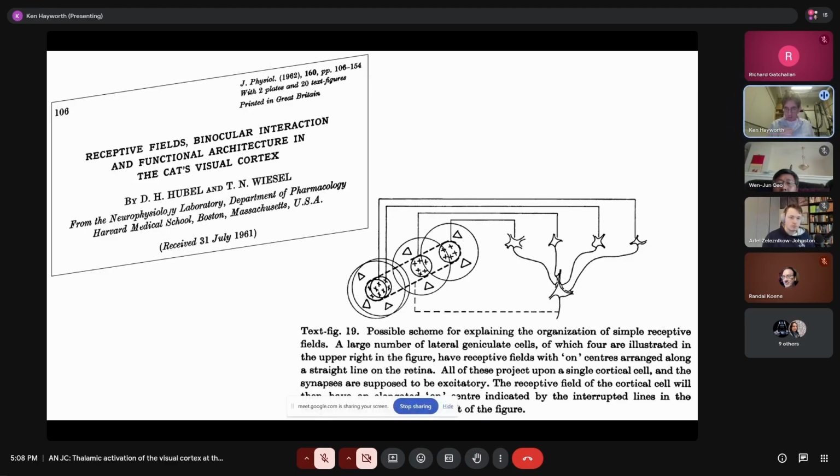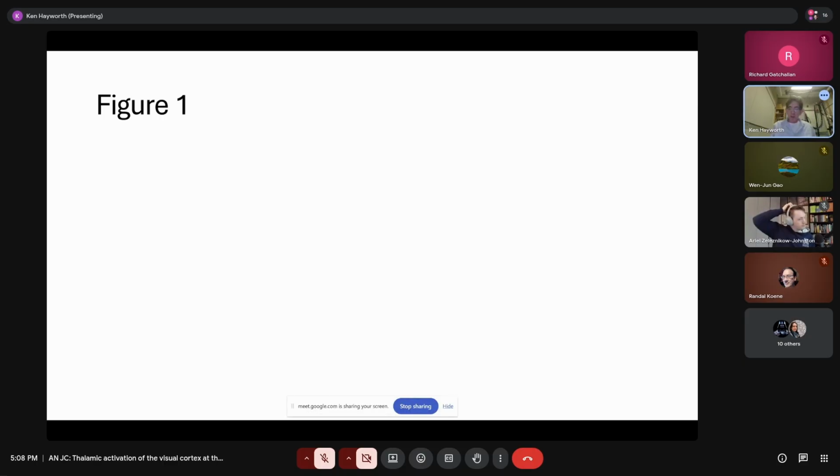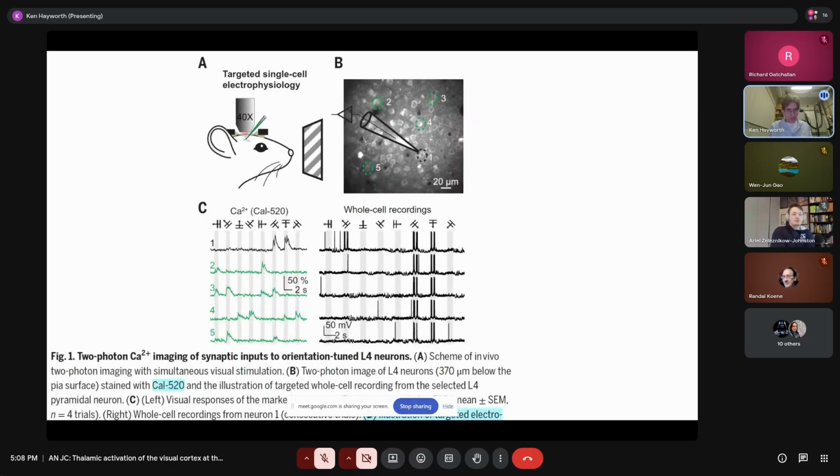And whereas there have been many papers through the years that have bolstered that idea, this one actually does the best so far in just nailing it. Okay, so let's go to figure 1. Everybody still with me? Yep. Great.